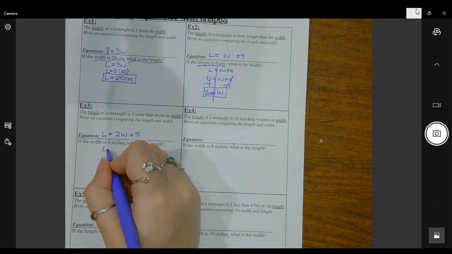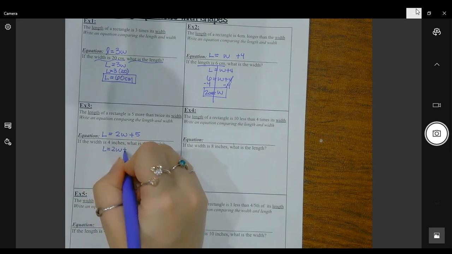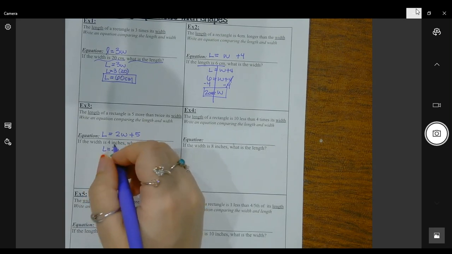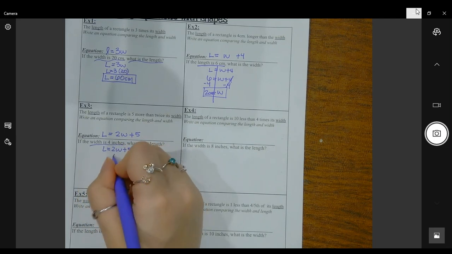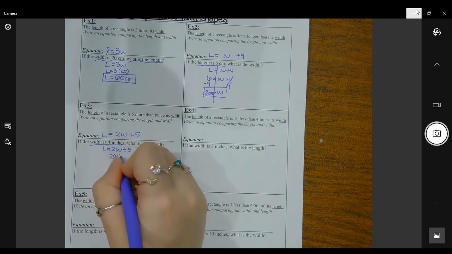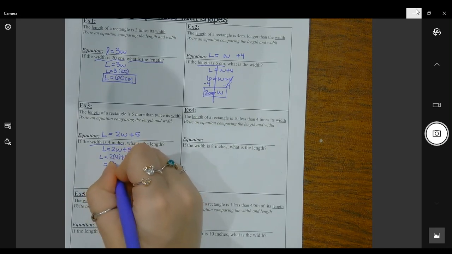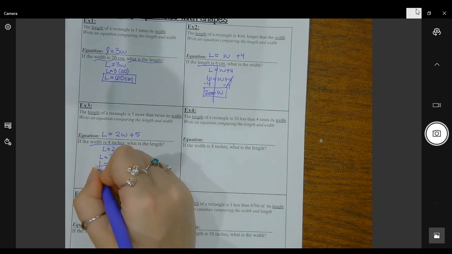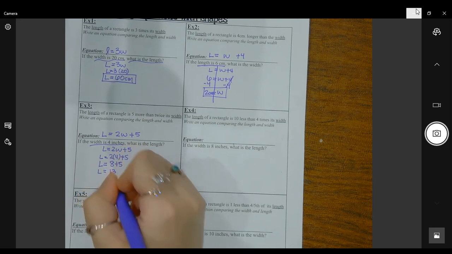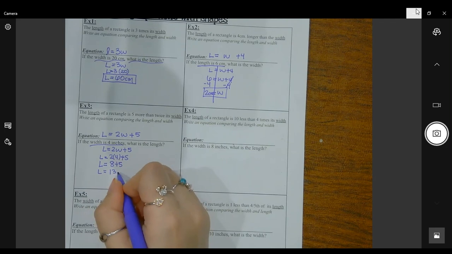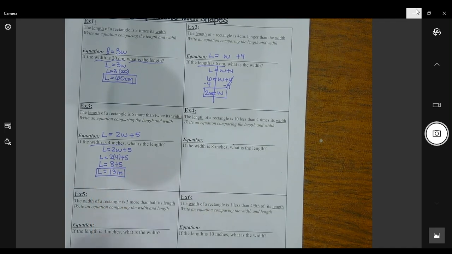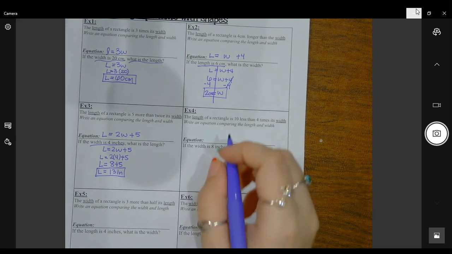Okay, so if this is my equation, and then they told me the width is 4, I'm going to replace the W with the 4. Okay? And then what does that do? Well, I need to simplify this. 2 times 4 is 8, and 8 plus 5 is 13, and so that's 13 inches. And there you go. That's your total equation.